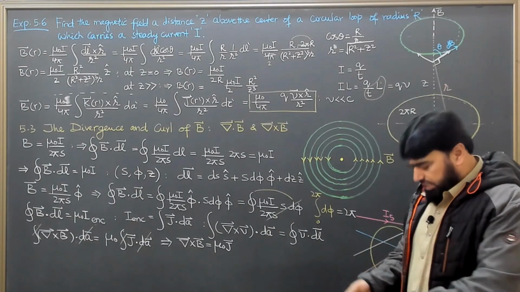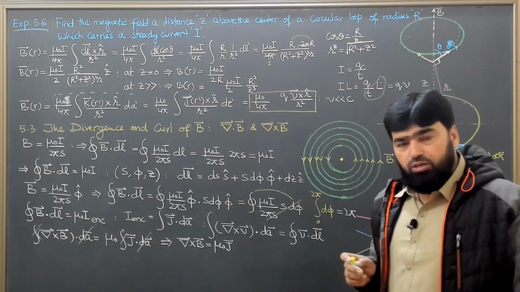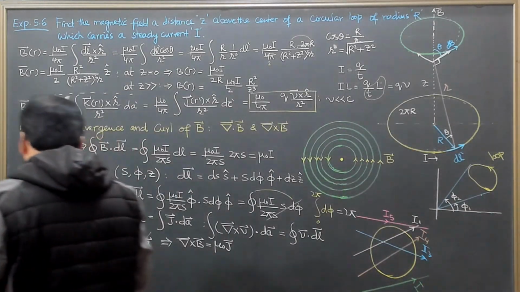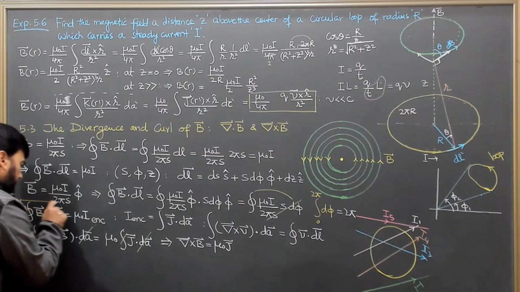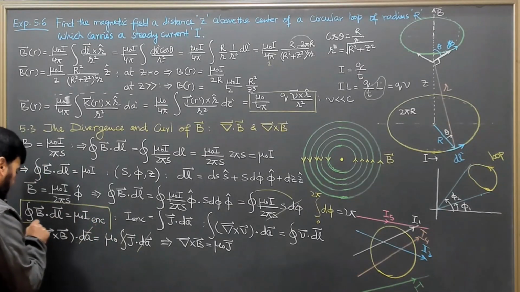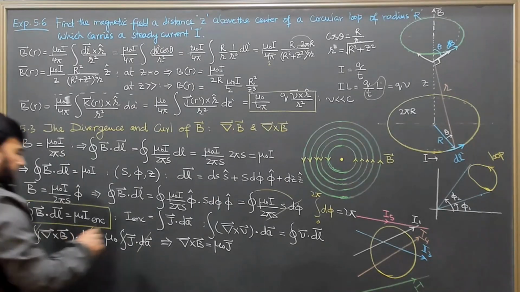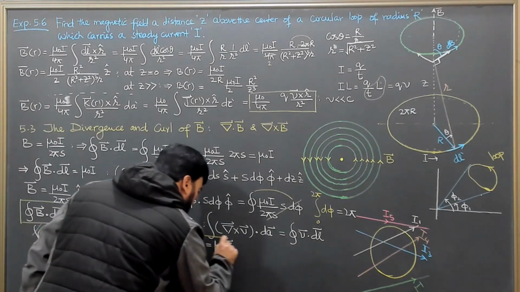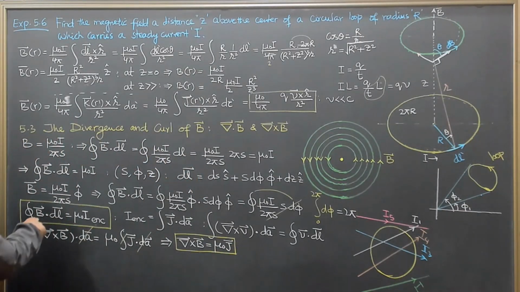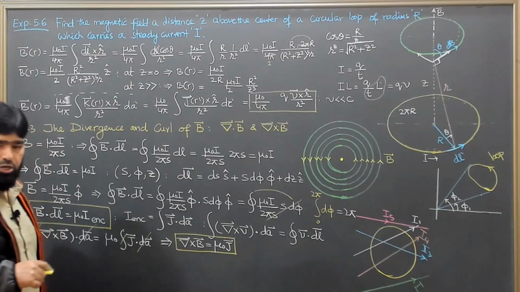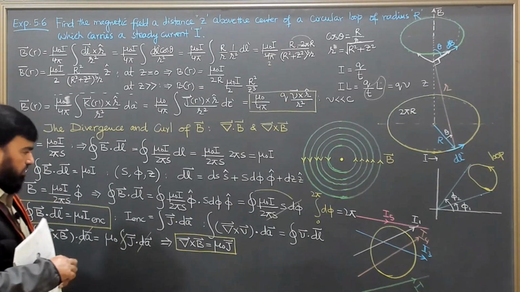With J I don't need to write enclosed because it is the total current here, and this gives us basically Ampere's law. This is called Ampere's law, and this is the integral form of Ampere's law, and this is the differential form of Ampere's law. So the closed loop integral of B dot dl equals mu naught I enclosed, and del cross B is equal to mu naught J in differential form.